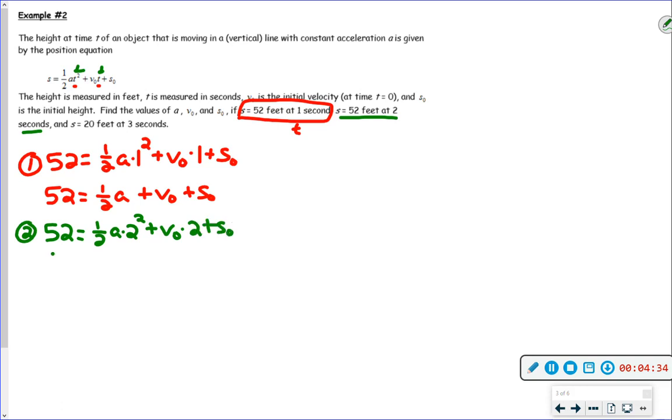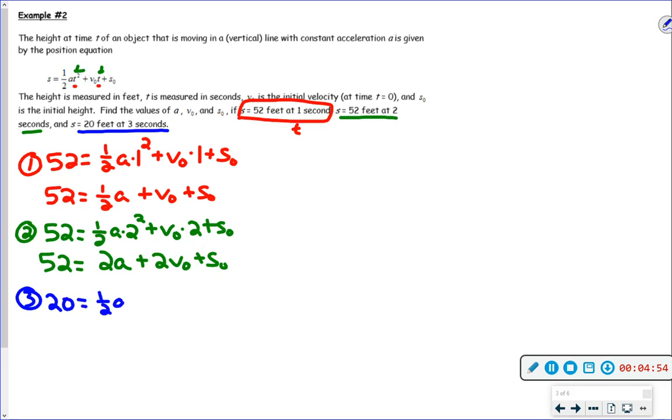Now I'm going to clean these up. So 2 squared, of course, 4. 4 times the half. Let's make this 2a. And I'm just going to reverse the order, 2v0, s0. All right, third equation from s is 20, t is 3. So now s is 20, and I'm replacing the t's with 3. So 3 squared, v sub 0 times 3. Okay, so let's simplify this, of course. 3 squared 9, 9 times a half, 4 and a half, 9 halves, however you want to put it, I don't care. And then 3 times v0.